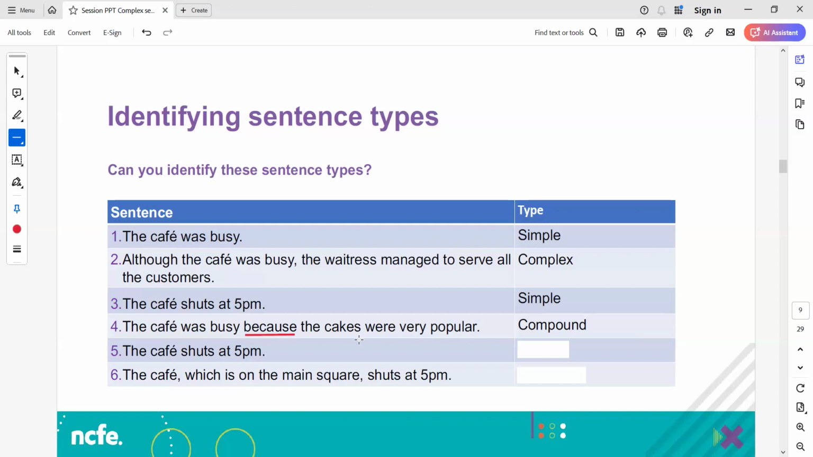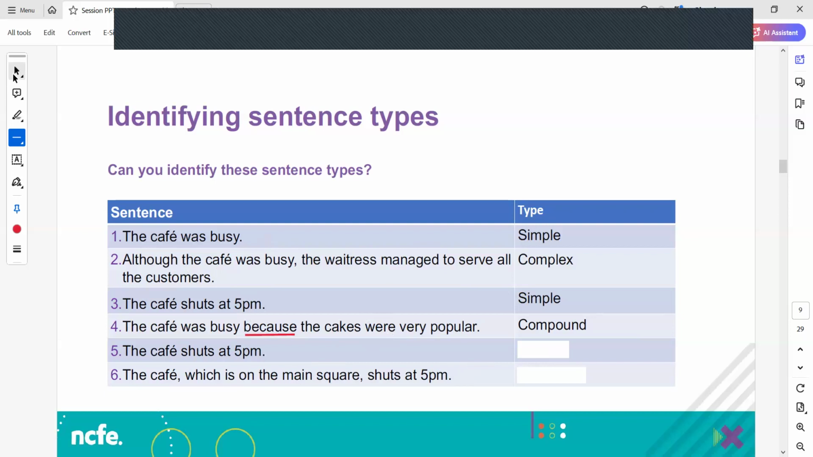Okay, any questions about that? So when it's complex, there would be a subordinate clause, which doesn't make sense on its own. But those two simple sentences would make sense on their own. We've joined them with because, the conjunction. Okay, moving on. The cafe shuts at 5 p.m.